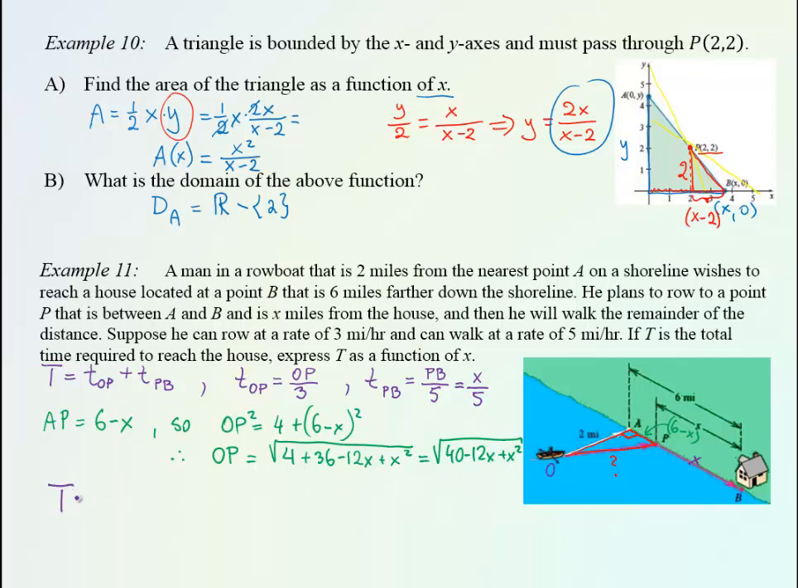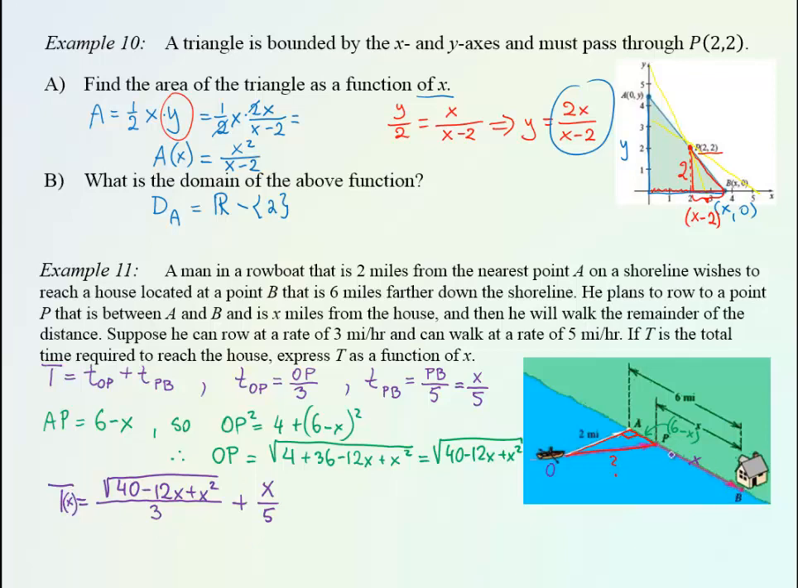The t, capital T, is equal time for OP, but OP is this much. So let's write it down. Square root of 40 minus 12x plus x squared, everything over 3, plus the second time for walking, which is just x over 5. And as you see, this is our final function of x.